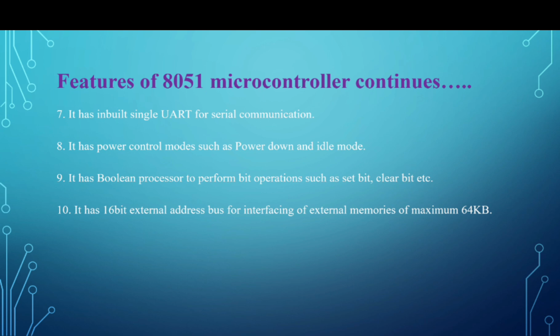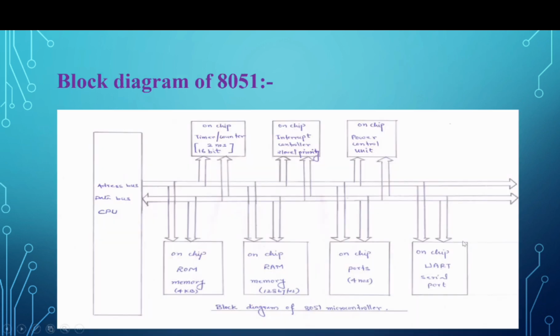And the last point is again the same point. It has a 16-bit address bus so that you can interface 2 raised to 16, 64 kilobytes of program memory as well as data memory. It has three control signals: one for program memory, PSEN bar, and two for data memory, read bar and write bar. This is the block diagram of the 8051 microcontroller.